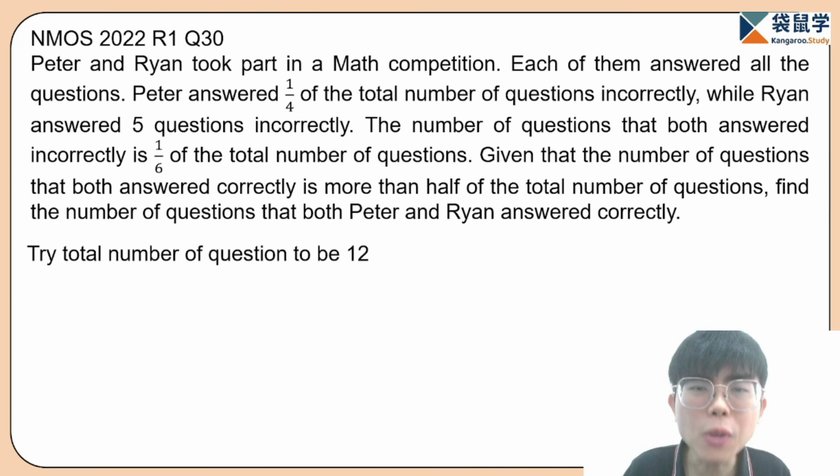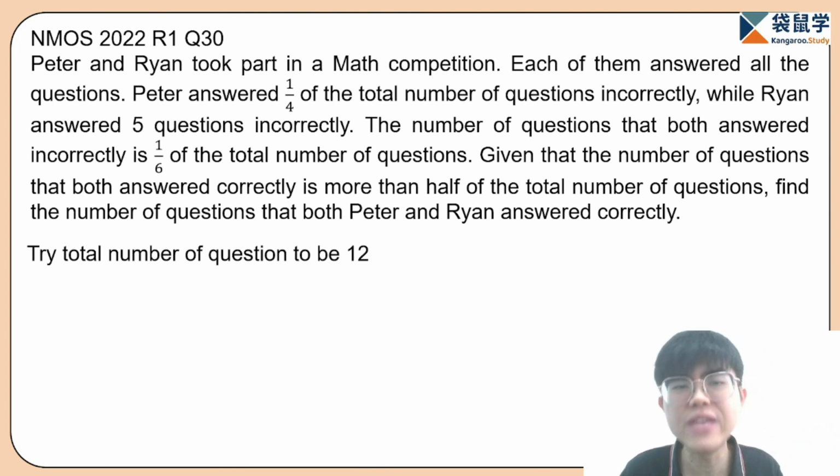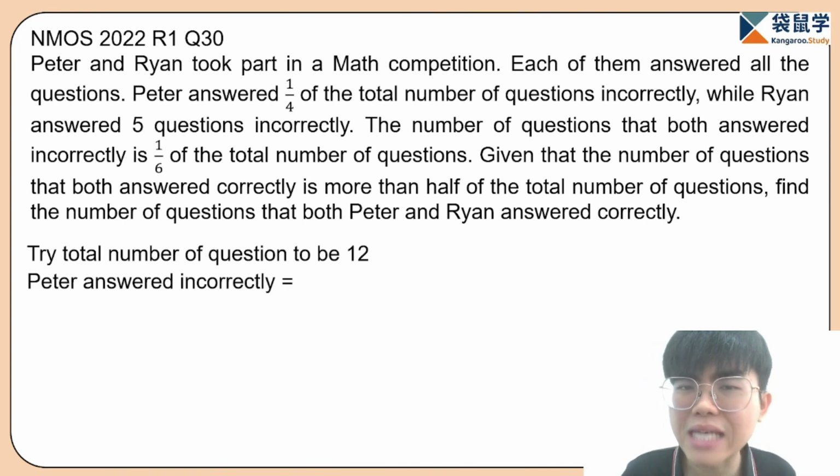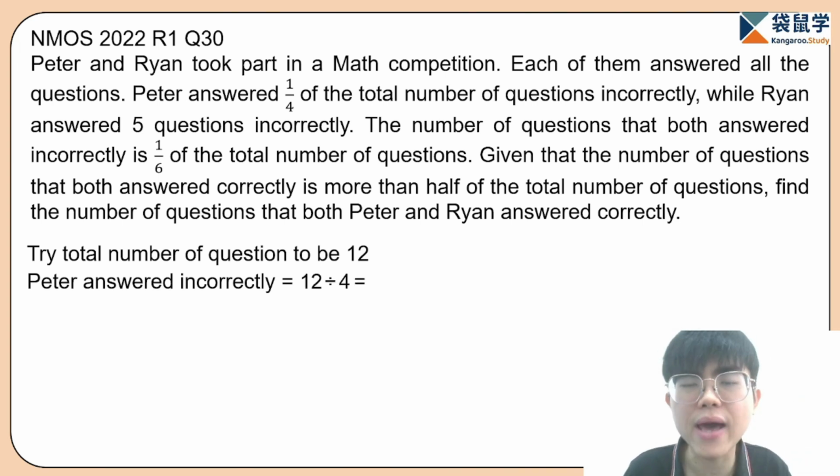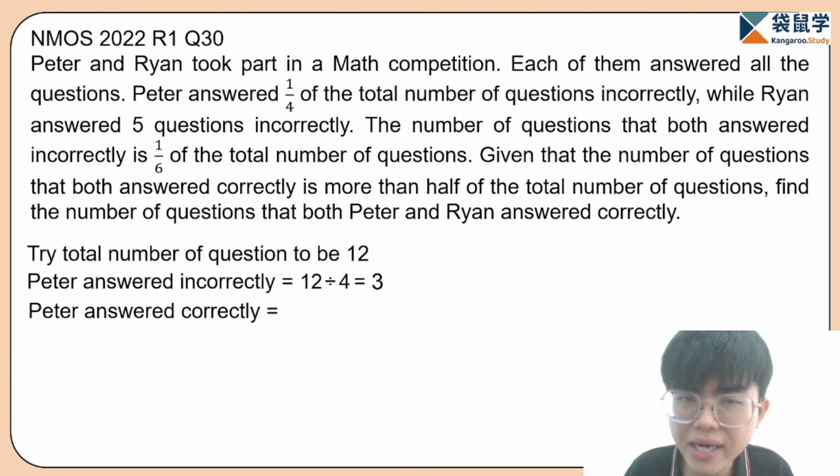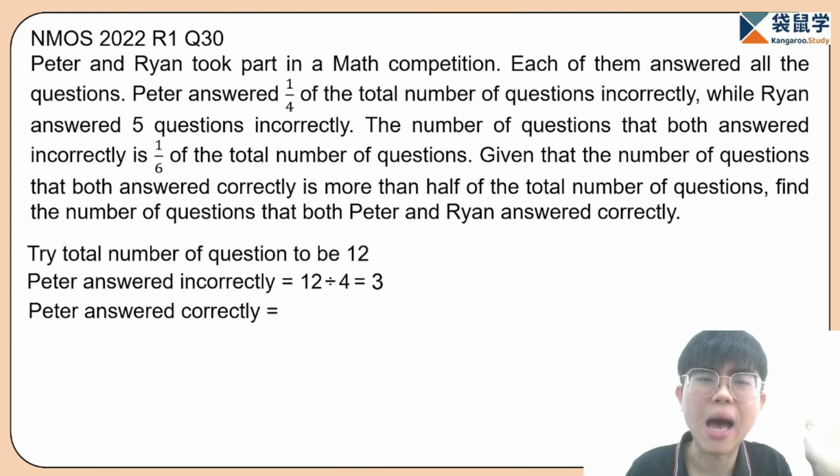So we'll start with the total number of questions being 12. What we want to do now is to calculate the number of questions that are answered incorrectly and correctly by each of them. Let's begin with Peter. How many questions does Peter answer incorrectly? Since it is 1/4, we can just use 12 divided by 4 and we will get 3. Now, we want to find how many questions Peter answered correctly. So guys, can it happen that Peter just leaves it blank for some of the questions?